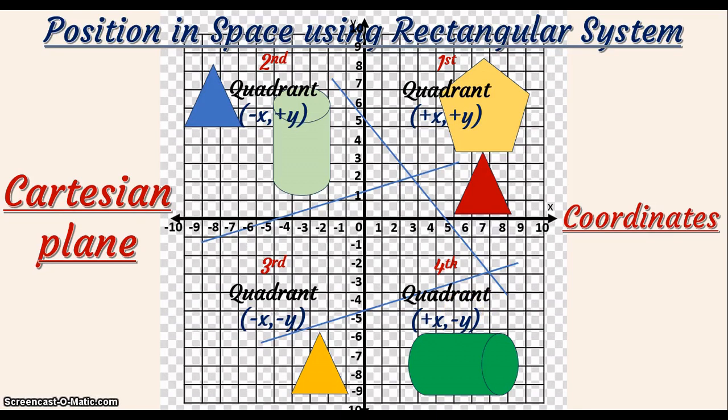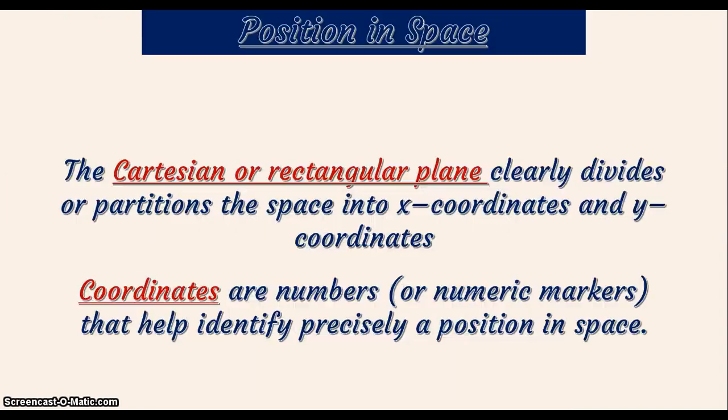Now that we know what the Cartesian plane is, and we know what the coordinates are, how do we put them together? It's very simple. The Cartesian or rectangular plane clearly divides or partitions the space into x coordinates and y coordinates. Then what are coordinates? Very simple. Coordinates are numbers or numeric markers that help us identify precisely a position in space. We call those numbers or markers coordinates.